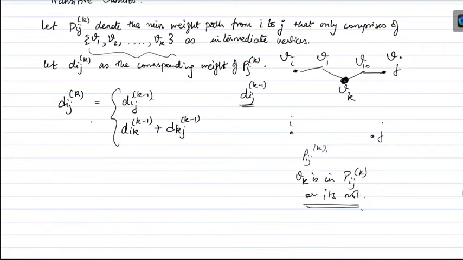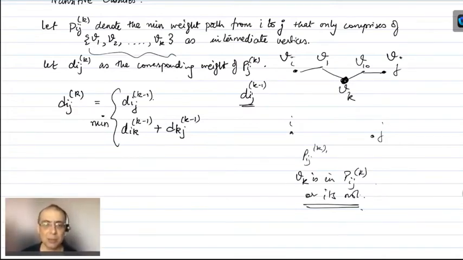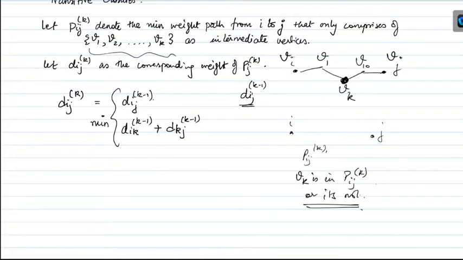So basically, if I take the min of these two, that tells me what is the shortest path from i to j comprising only of vertices v1 through vk. Is that clear? Any doubts with this formulation?